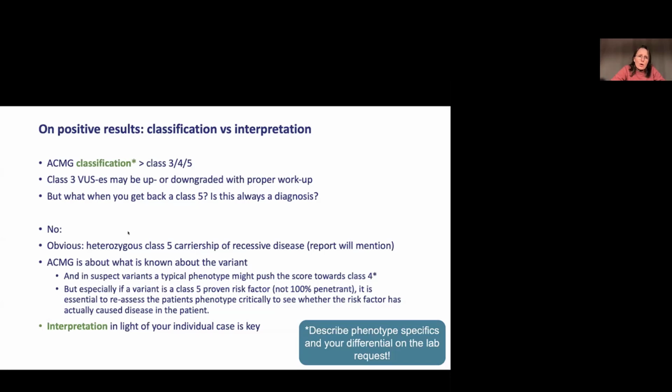And so the ACMG is about what is known about the variant. In suspect variants, a typical phenotype might push the score from 3 to 4. Therefore, it's important to describe the phenotype specifics. But even a class 5 might be a proven risk factor but not 100% penetrant. It's essential to reassess the patient's phenotype critically to see whether the risk factor has actually caused disease in the patient. So interpretation in light of your individual case is key.